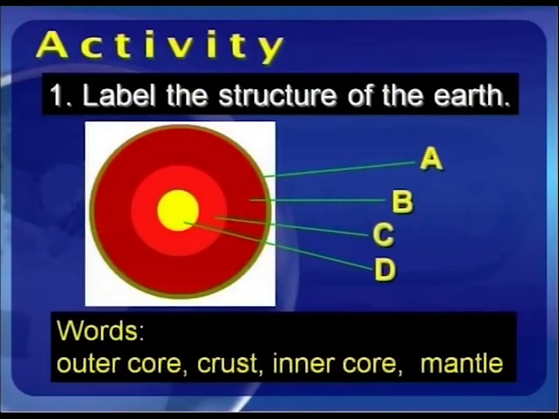So that is your first exercise. Label the structure of the earth. What is the first layer? Label A. What is the second layer? B. What is the third layer? C, and the fourth layer? D. The words for you to use are there. You can discuss with your friends and write it down. You have 5 minutes.